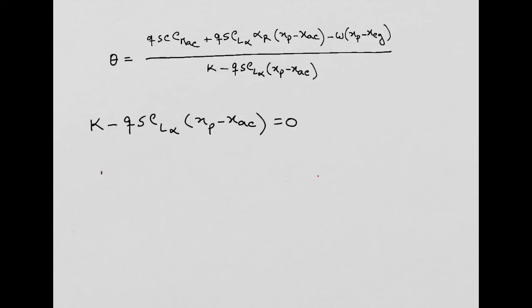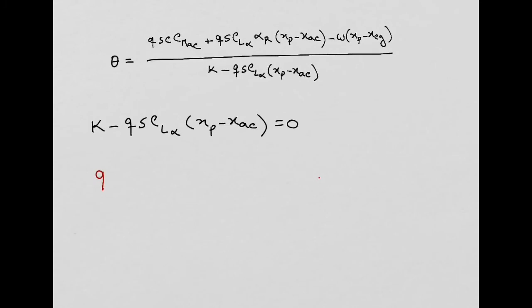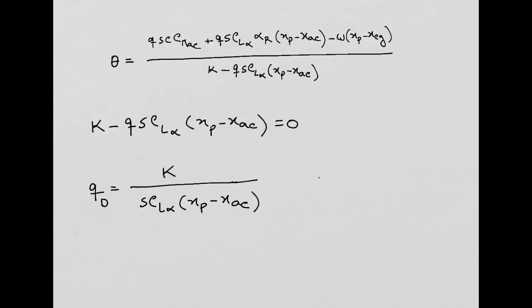If I solve now this equation for the dynamic pressure, which is not difficult, you will get torsional stiffness in the numerator and SCL alpha xp minus xac. I will call this dynamic pressure my divergent dynamic pressure.